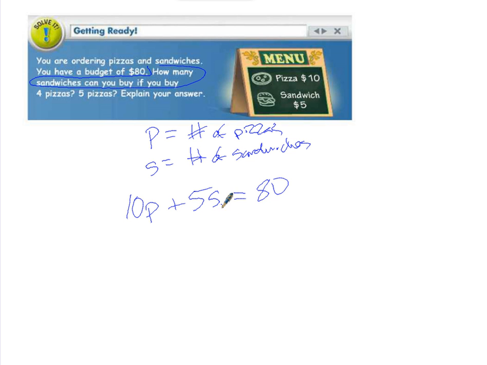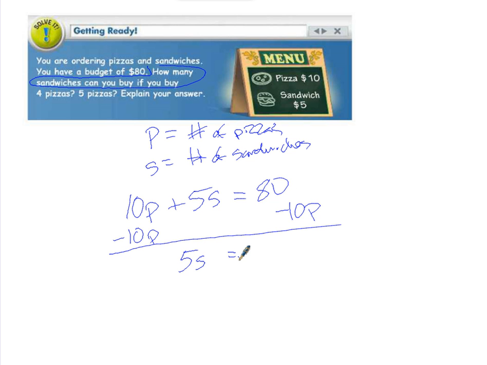What's being done to this term? I'm adding 10P to it. So how do I undo add 10P? Subtract 10P from both sides. Once I do that, I have 10P minus 10P, which becomes 0. I have this positive 5S, so that stays. I didn't do anything to that. The equal sign comes down.